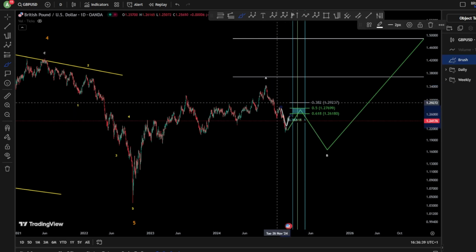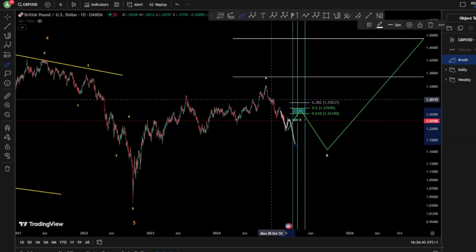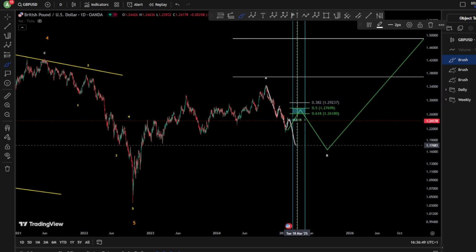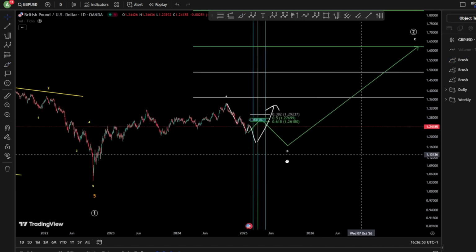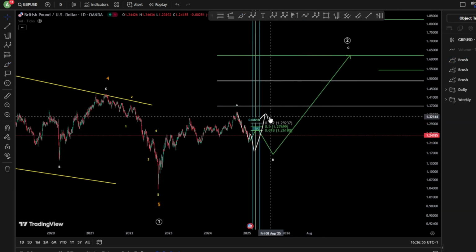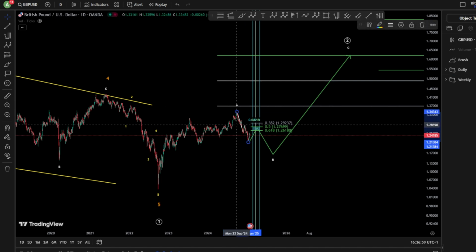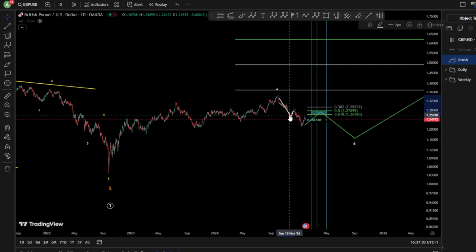Meaning, if you want to finish it as a WXY, your wave Y is a zigzag as well. This is very, very possible. It can be a zigzag with 3 waves down and then moving higher again for a wave C and a wave 2. And basically these are the scenarios here that we can say that we can move a little bit lower.